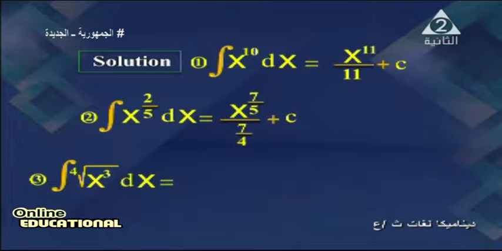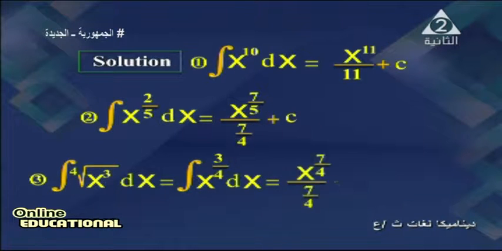Number 3, integration the fourth root of x power 3 dx equals integration x power 3 over 4 dx. We can write the fourth root of x power 3 as x to the power 3 over 4. Now we add 1 to the power, then x to the power 7 over 4 over 7 over 4 plus c equals 4 fourth root of x power 7 over 7 plus the constant c.